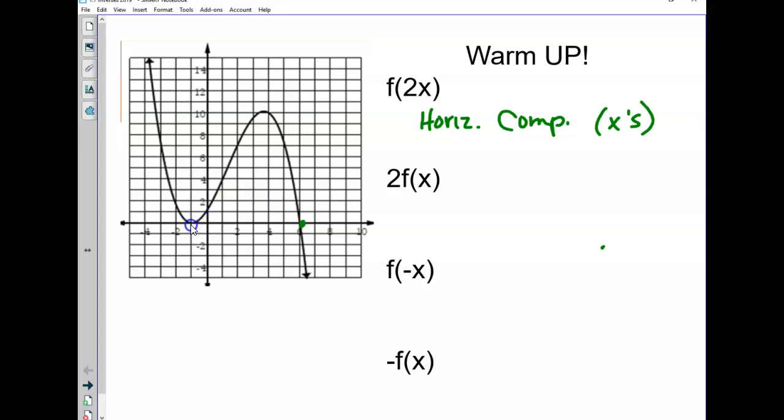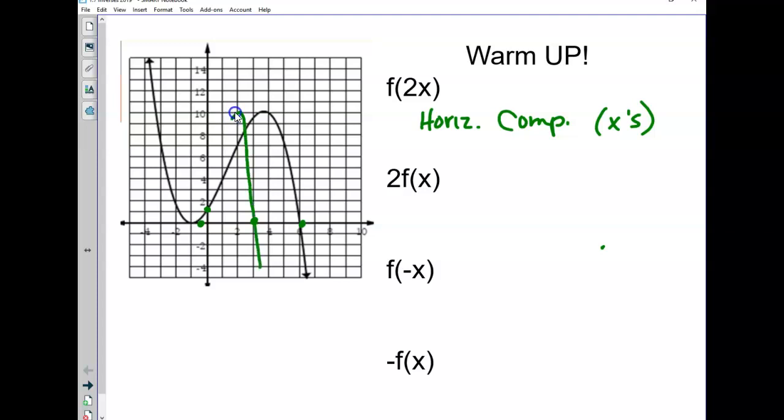And so it changes this x-intercept from -1 to -1/2. It would change this x-intercept from, what does that look like, 6 to 3? Okay. It would not change the y-intercept. It would still be here. And this peak that was at almost 4, 10 would still be at 10. It would just be over here at 2, 10.